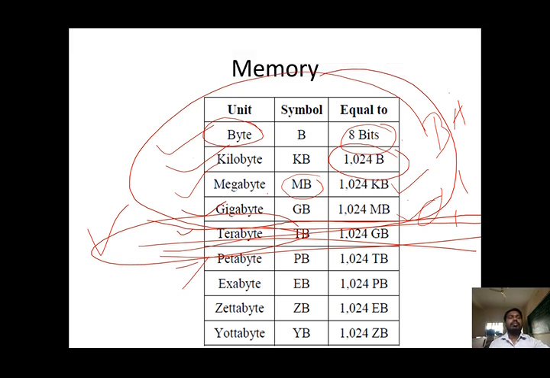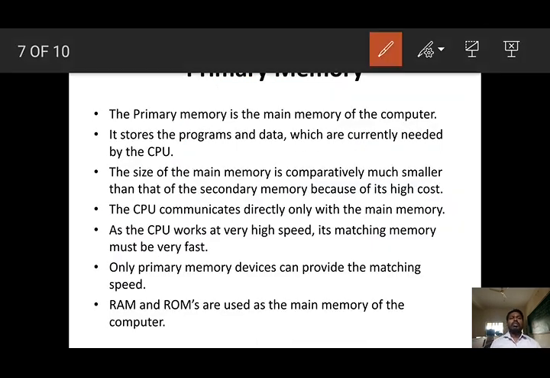Understand? Next, main memory. Dear students, what is main memory? See, main memory is a primary memory, right? So primary memory and main memory both are the same. The primary memory is the main memory of the computer. That's why the primary memory is also called the main memory. It stores the programs and the data which are currently needed by the CPU. Dear students, CPU here means the processor.